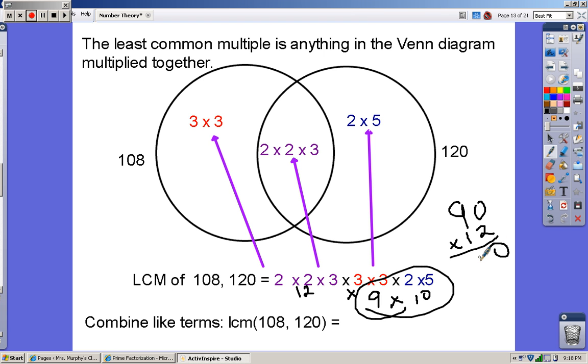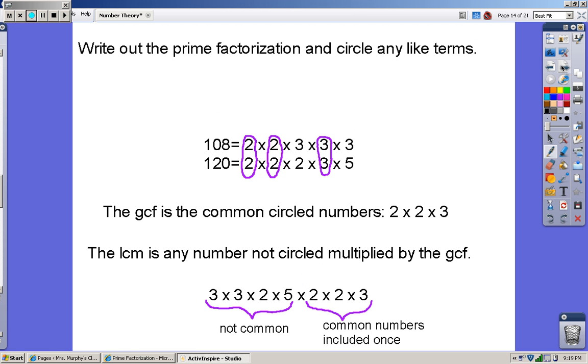0 times 2 is 0, and 9 times 2 is 18. Save this place because you're not using any tens, and you multiply your 1 times your 0, and you get 0, and 9 times 1 is 9. Add up all of your numbers, and you're left with 1080 as your least common multiple. Now I think you would get frustrated if you had to write out all your multiples to find it the other way. So this way would definitely be easier in terms of finding those numbers.